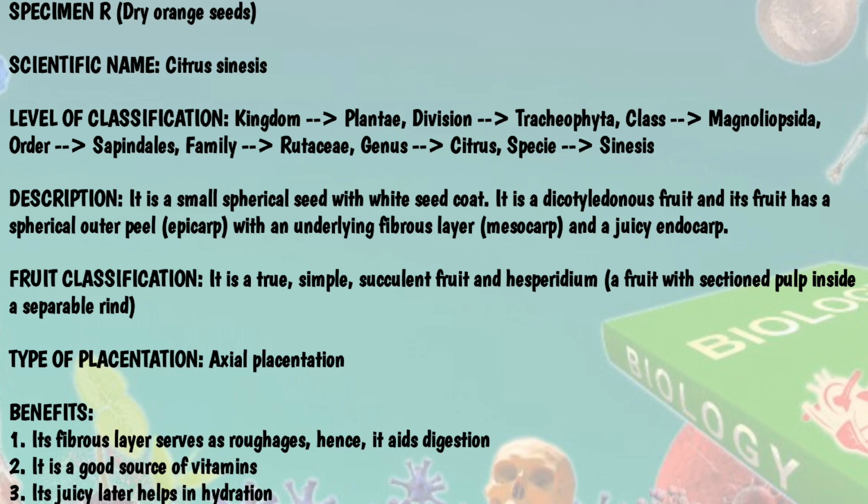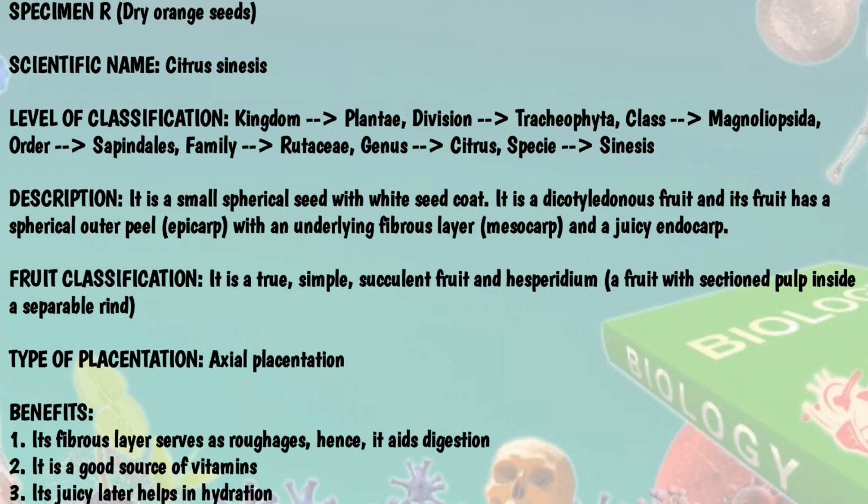So fruit classification is a true fruit. It's a simple fruit, just like the mango we saw earlier. It is a succulent fruit and a hesperidium. What is a hesperidium? A hesperidium is simply a fruit that has sectioned centers. For example, the tangerine, as we call it most times, or the orange has sectioned puffs which you can take out. You can separate these puffs. Then for type of placentation, we have what we call the axial placentation.